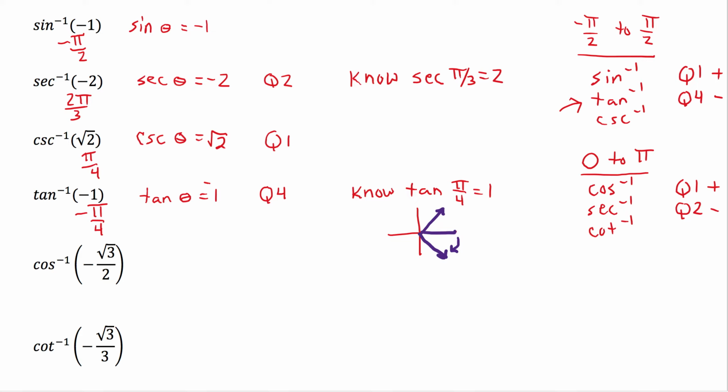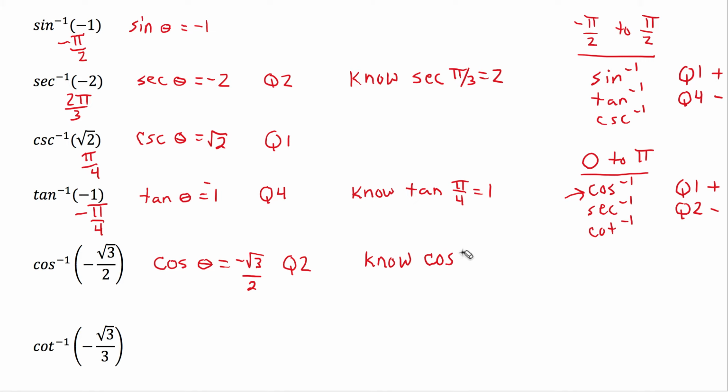All right, so my next one. My next one says that I need an angle where cosine is equal to negative square root of 3 over 2. So again, I'm going to look at my inverse cosine. I'm going to say to myself, I have to be in quadrant 1 or 2. Because this thing is negative, I need to be in quadrant 2. All right, what do I know as a memorized value? So I know that cosine at pi over 6 is equal to square root of 3 over 2.